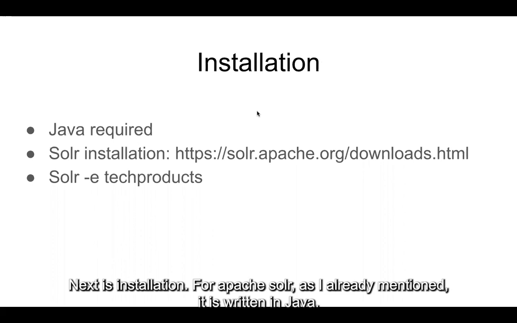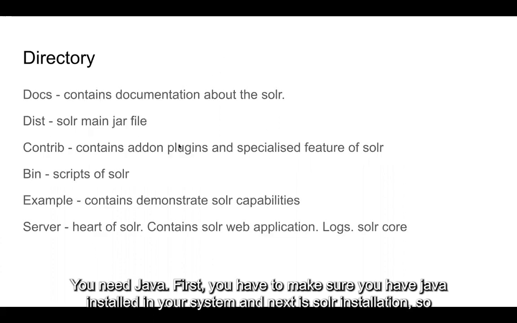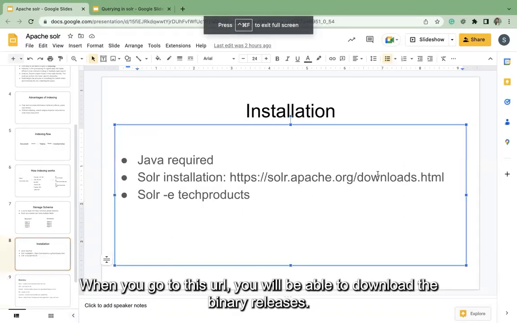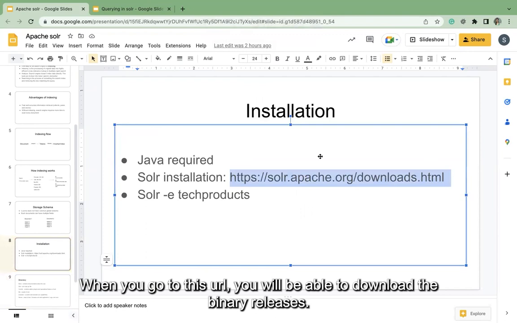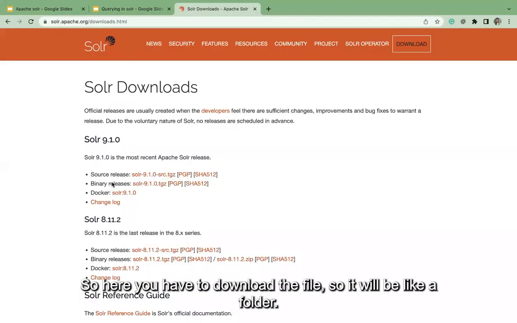Next is installation. For Apache Solr, as I already mentioned, it is written in Java. You need Java. First, you have to make sure you have Java installed in your system. Next one is Solr installation. When you go to this URL, you will be able to download the binary releases. So here you have to download the file.